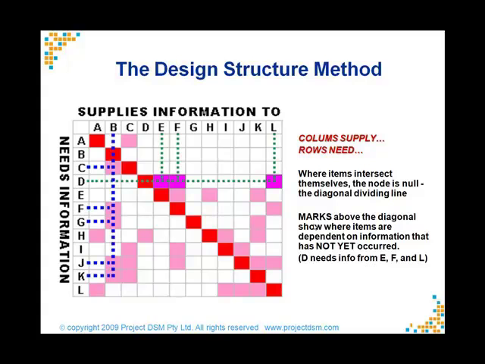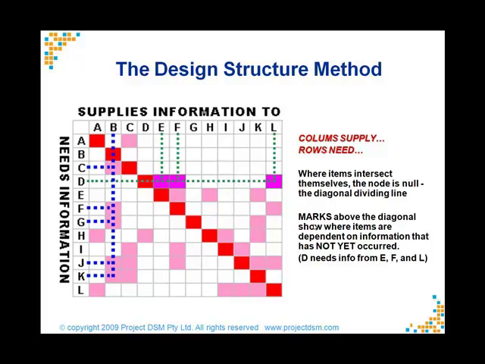The design structure method really operates, the core of it is operating on an interaction matrix, because you're really interested in the core DNA of the program. That is, what actions each task is responsible for, who does it supply information to, and when, and on the other side, what information does it need to be able to complete its set of activities.